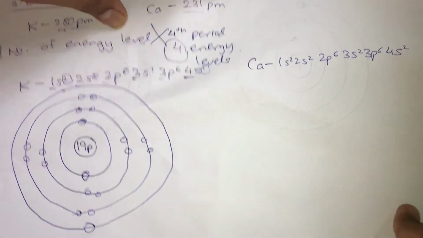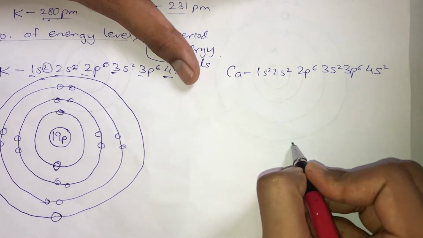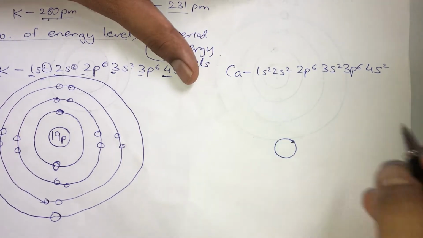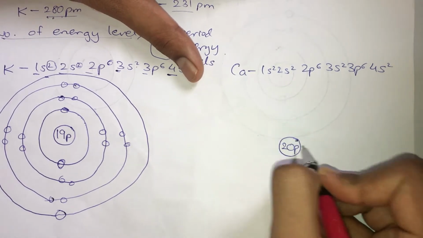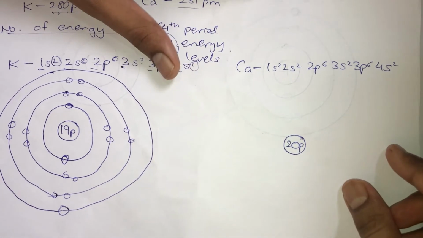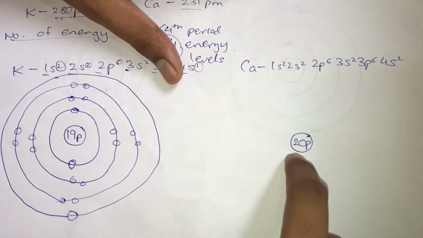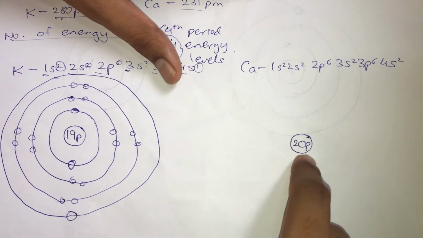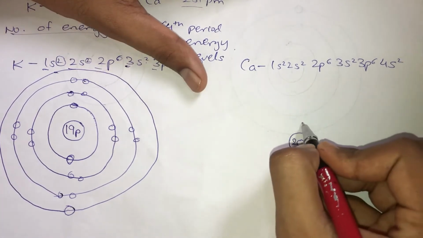Okay, now guys, on the basis of this, I am going to draw the diagram of calcium. And as we all know, inside the calcium nucleus, there are 20 protons. Why are there 20 protons? Because the atomic number of calcium is nothing but 20. So it is obvious that the nucleus will also contain 20 protons. Now I draw the first energy level.